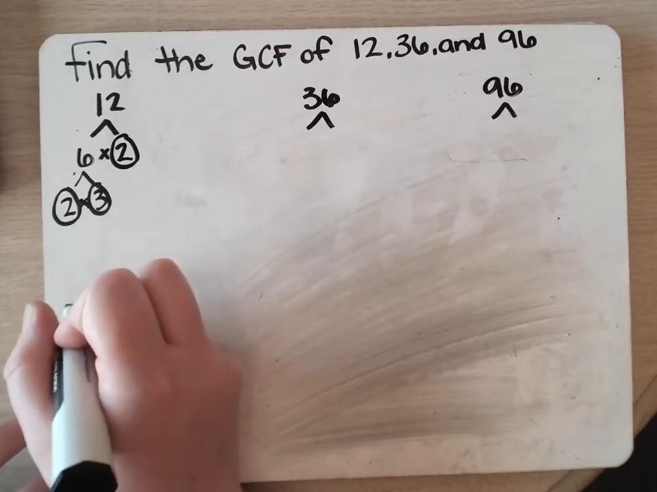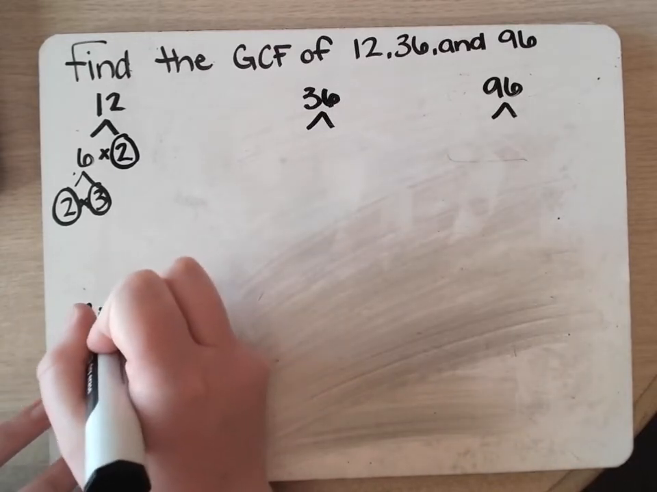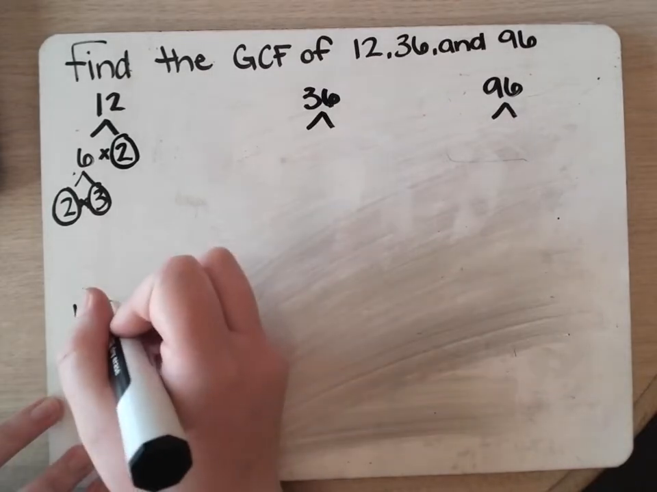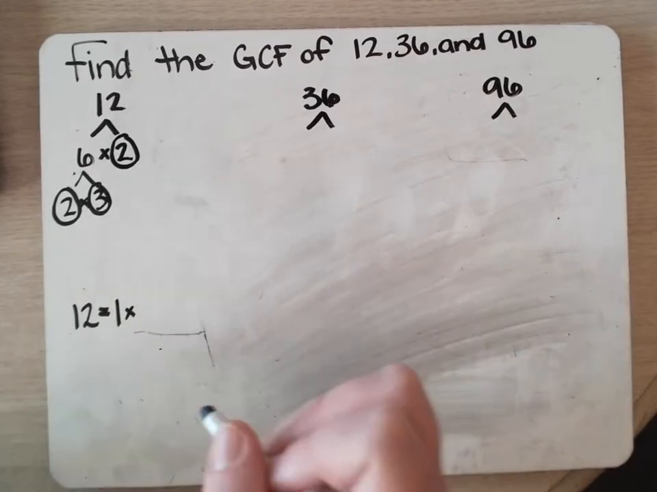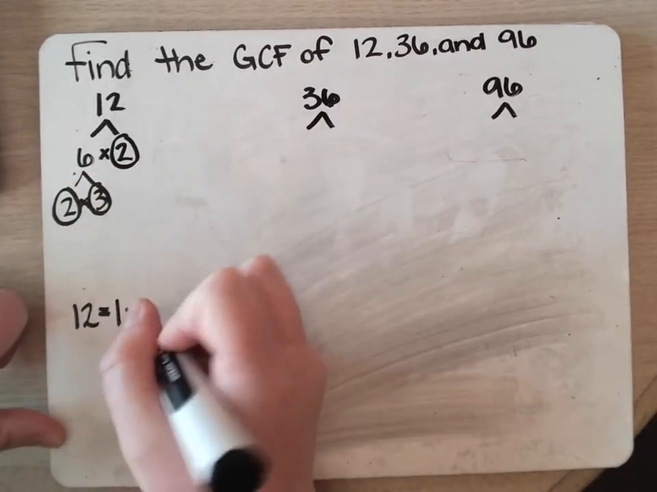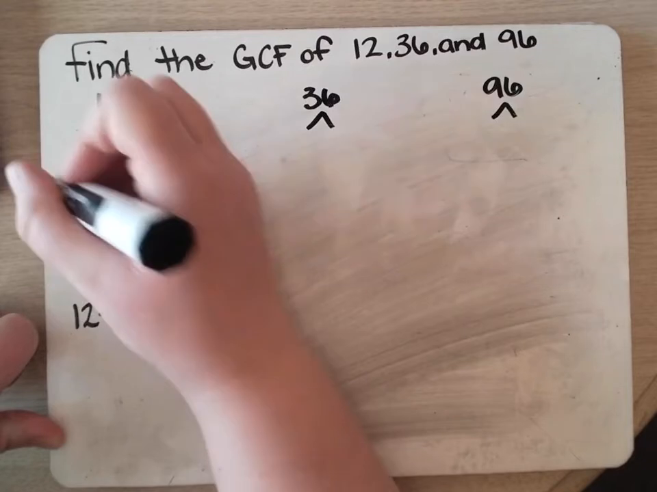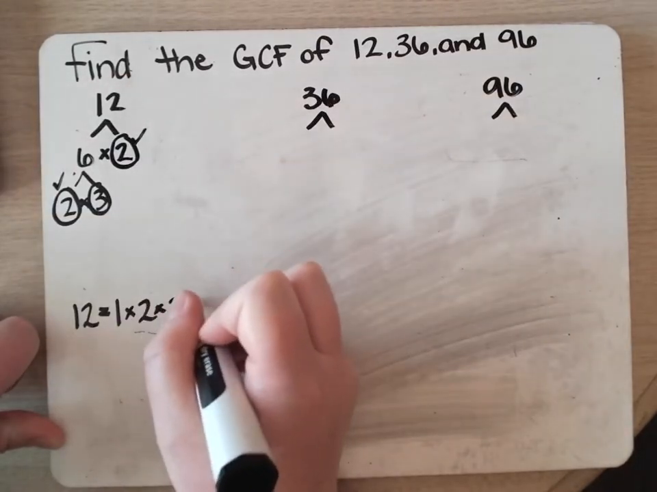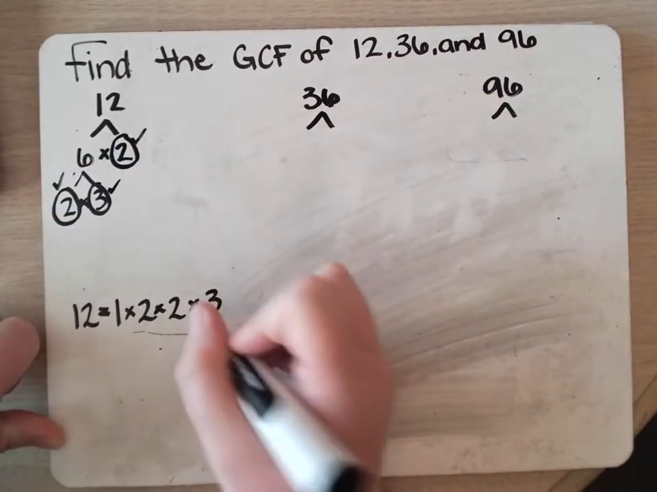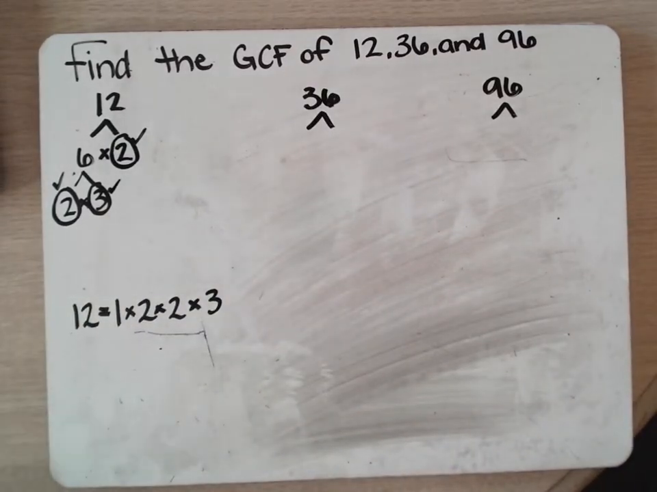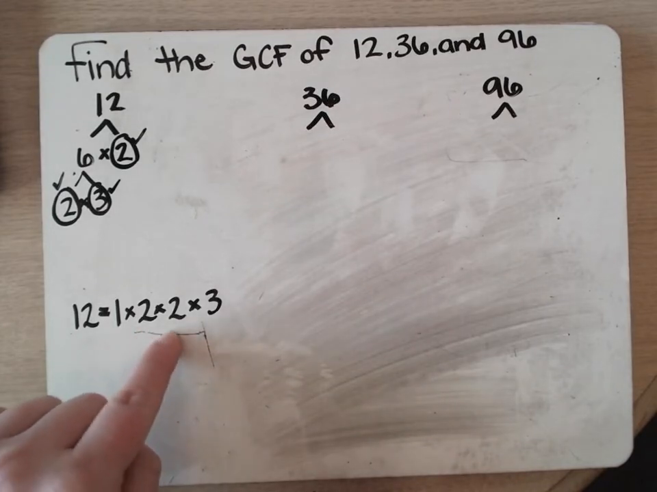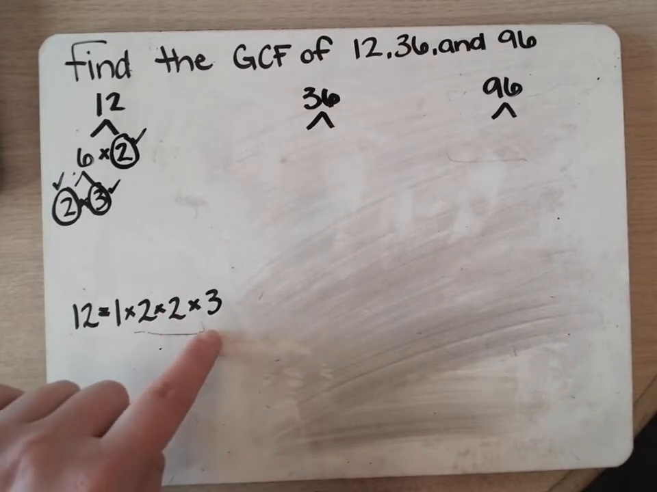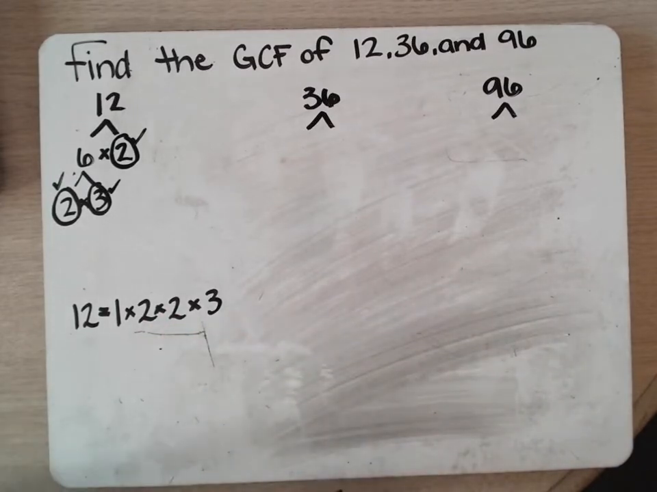So you're going to pull out down this list. 12 equals 1 because it's a factor of every number, times, I'm going to go from least to greatest, 2 times 2 times 3. Now I can move on to my 36, but I can do a quick check first. 1 times 2 is 2. 2 times 2 is 4. 4 times 3 is 12, so I know that this list is correct.